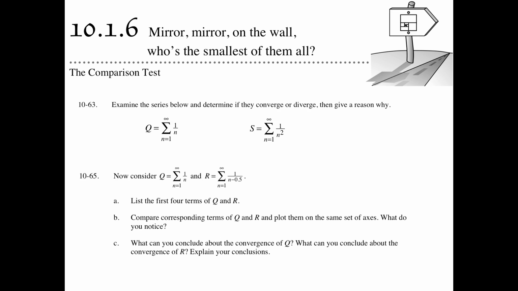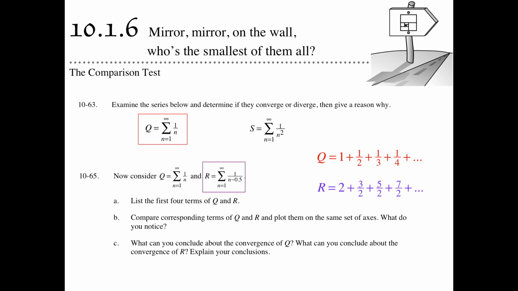Now the same process is repeated for series Q in problem 10-65. This time, divergent series Q is juxtaposed with series R, which looks a lot like it. In this case, the terms in Q are a bit smaller than the terms in R. So since Q diverges, R, which has, dare I say, a larger sum, must diverge as well.